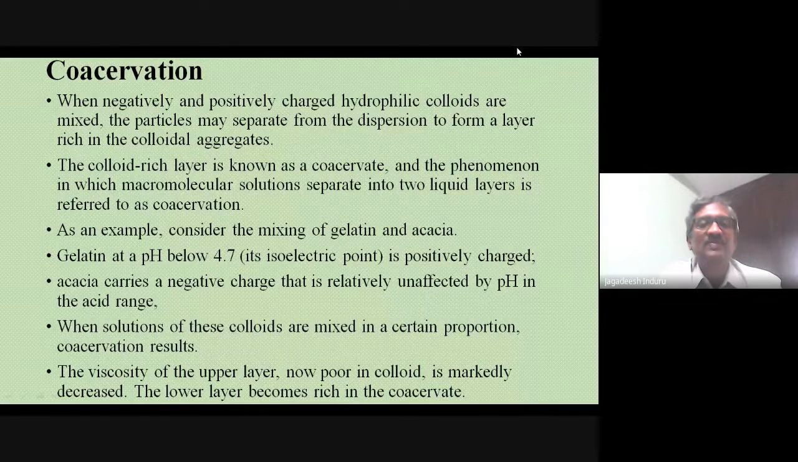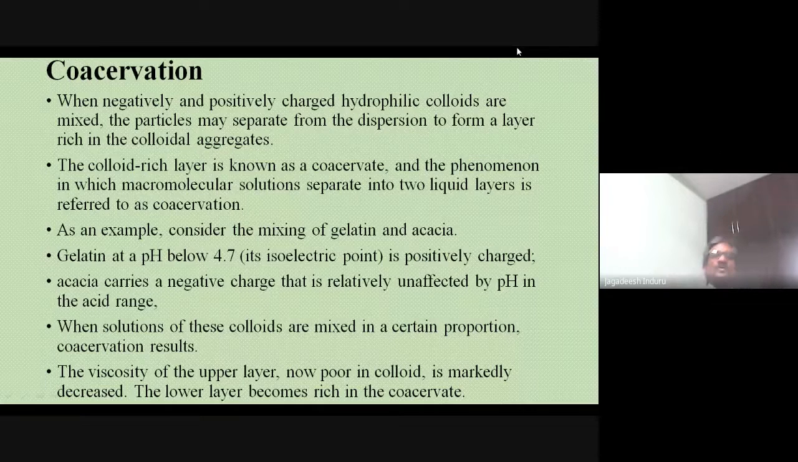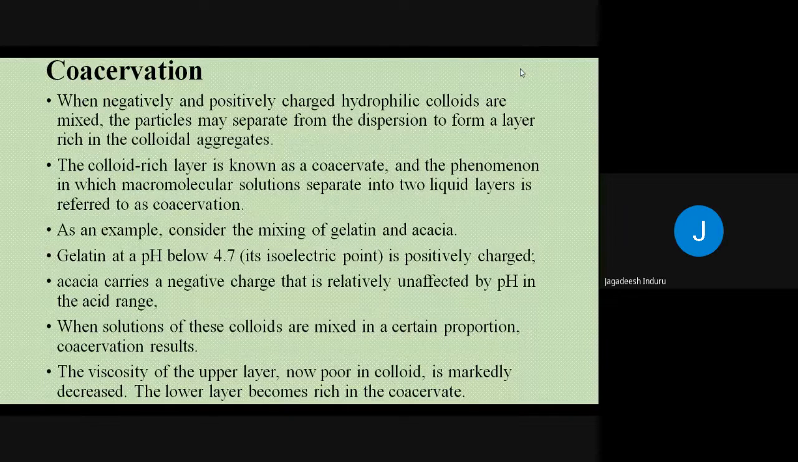In this case, we are adding oppositely charged hydrophilic colloids. As an example, take a gelatin solution and an acacia solution. Both are water soluble in nature and present as clear solutions. But consider gelatin at pH below 4.7, where 4.7 is its isoelectric point. You know that the isoelectric point is the point at which the functional groups are in an unionized state, causing precipitation.